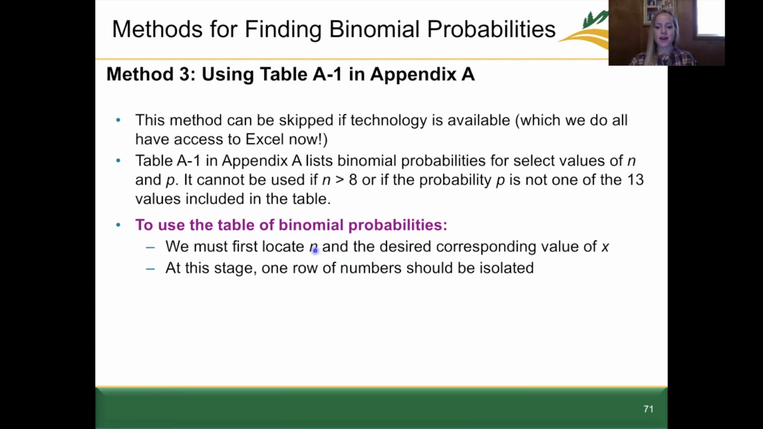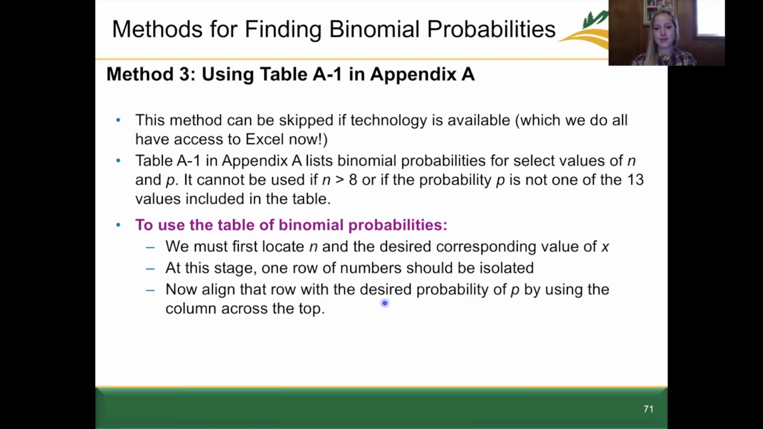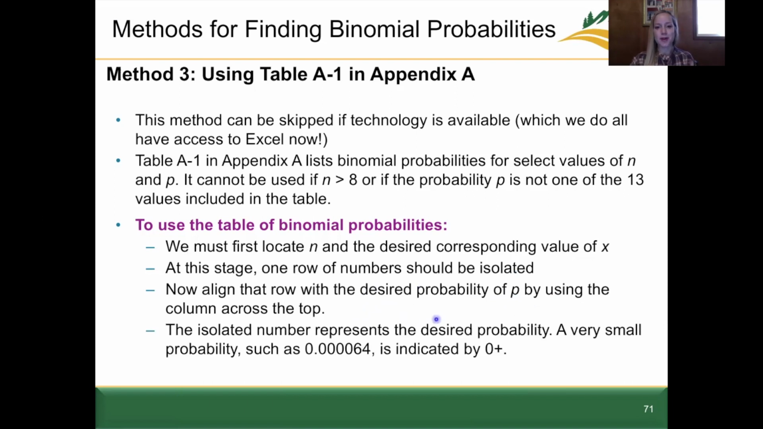Once we have our values of n and x, we'll then just be looking at one row of numbers in that table. Within that row of numbers in the table, then we're going to take into account our p-value, and we'll find that across the top. The different p-values are in different columns. We'll line these up, and then we'll get our probability value.